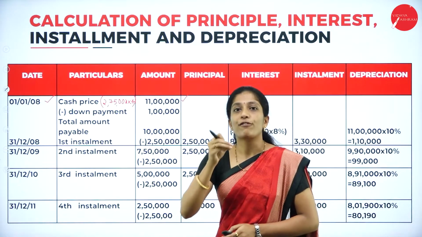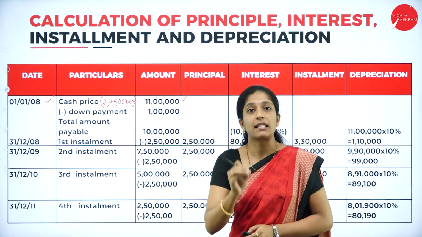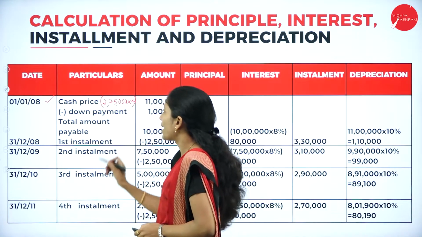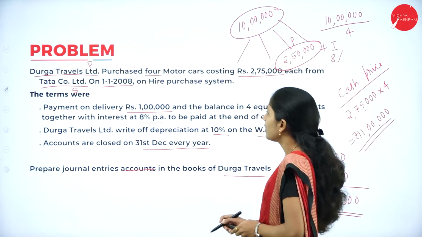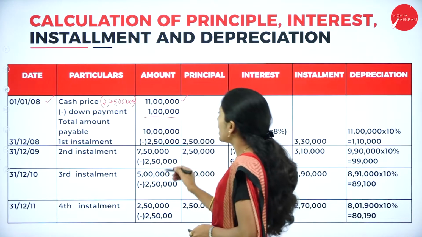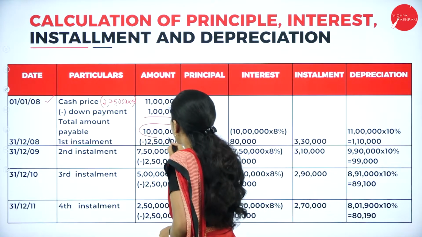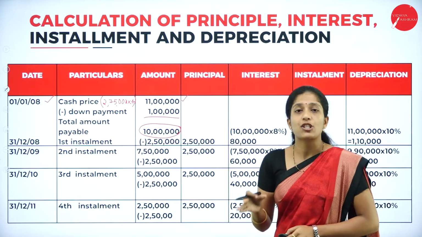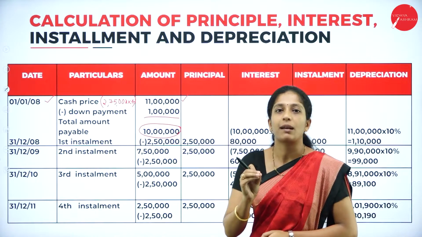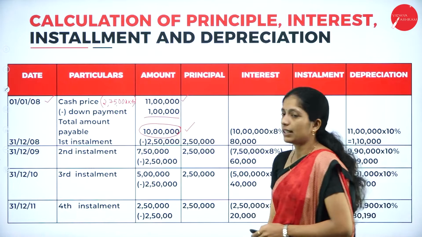Now on the date of receiving that car, the hire purchaser has made some payment, which is known as down payment. So less down payment. How much down payment is made? They have paid 1 lakh. So 11 lakh minus 1 lakh. Total amount payable is 10 lakh. So the total amount that has to be paid by the hire purchaser to the hire seller in the form of installments is 10 lakh. This much they have given in the question.